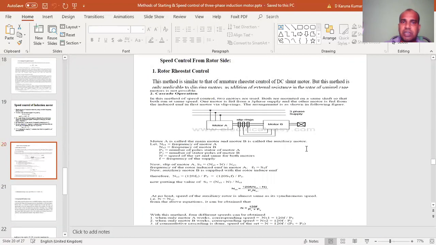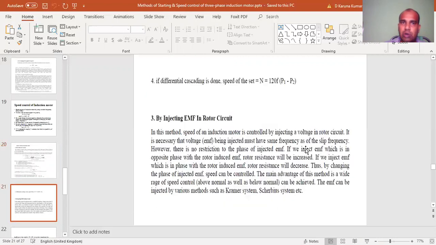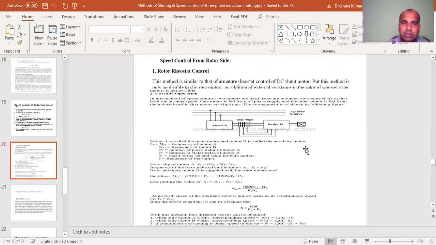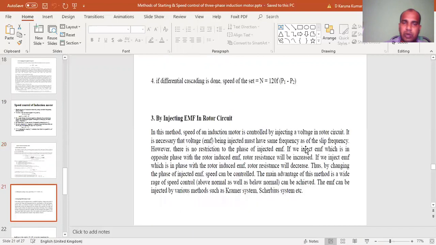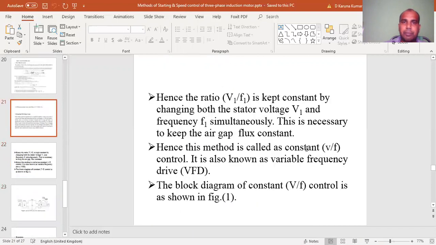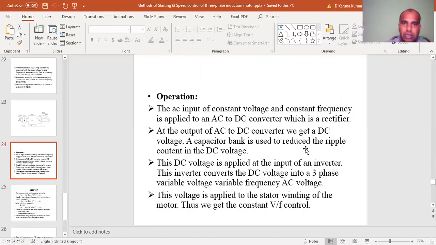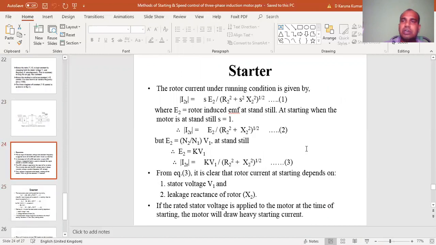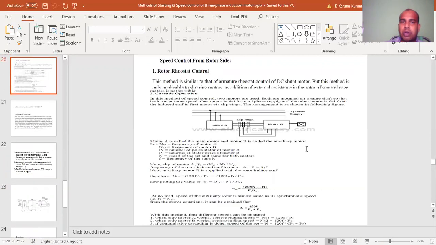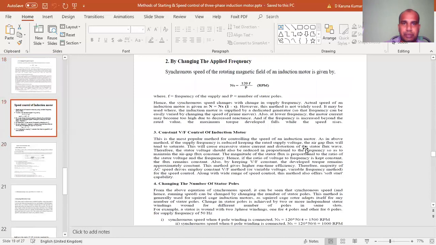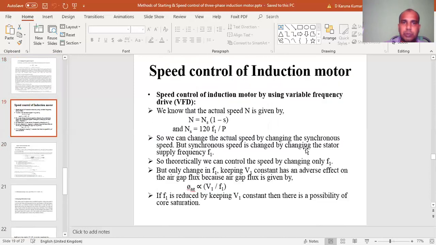Next is the rotor side. For speed control from the rotor side, there are different methods. The first one is the rotor rheostat control method, the second is cascade operation, and the third one is by injecting EMF in the rotor circuit. These are the different methods of speed control of an induction motor from the rotor side.